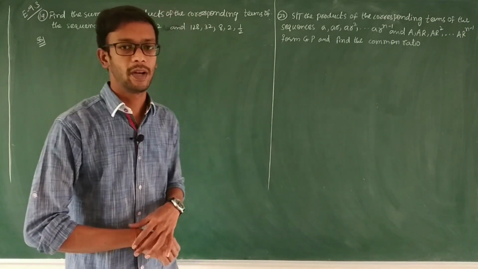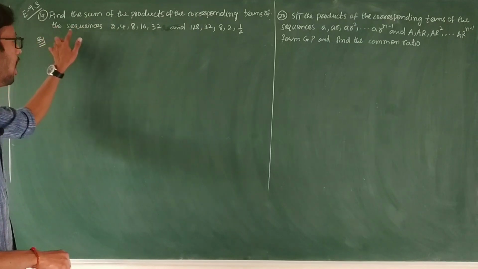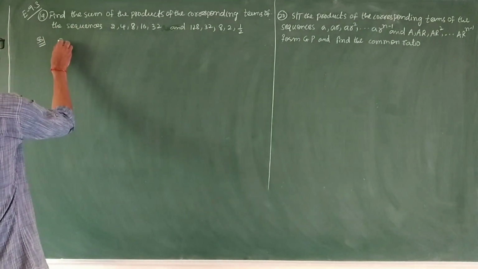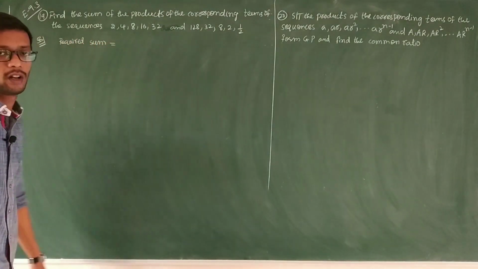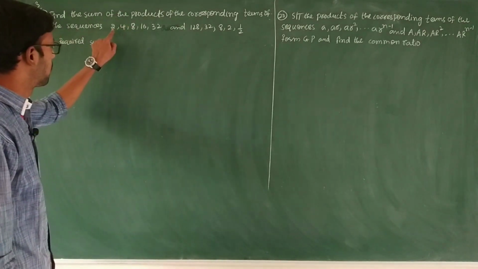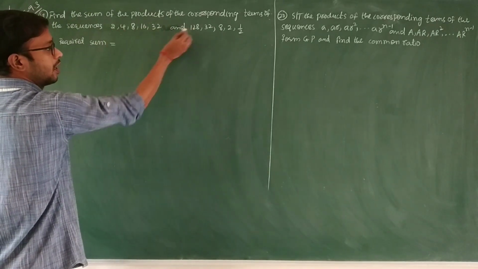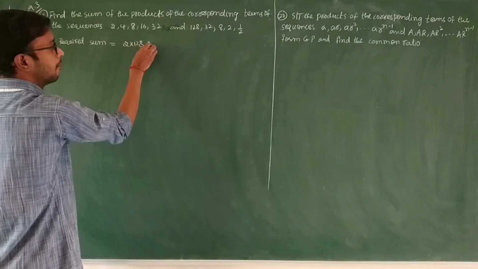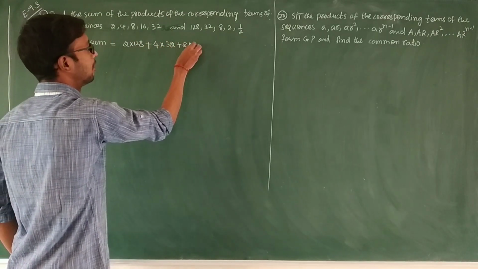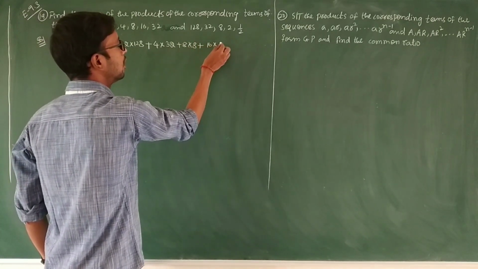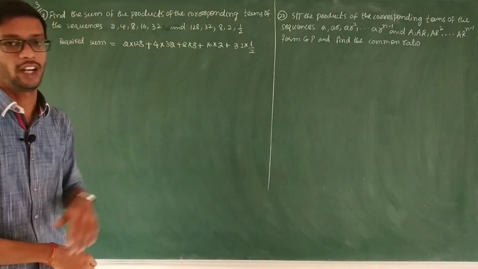Next, problem number 19. Find the sum of the product of corresponding terms of the sequences. Which sum do we need? The sum of the products of corresponding terms. Corresponding terms means first term multiplication: 4 into 32 plus 8 into 2, 8 plus 16 into 2 plus 32 into 1 by 2. So this sum we need to find here.